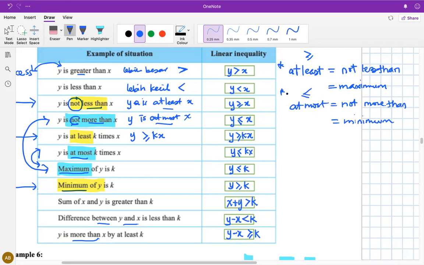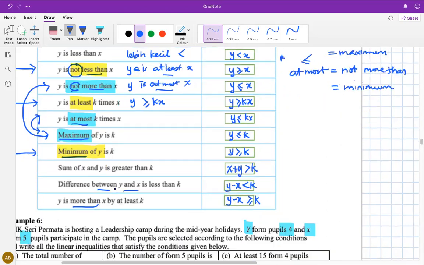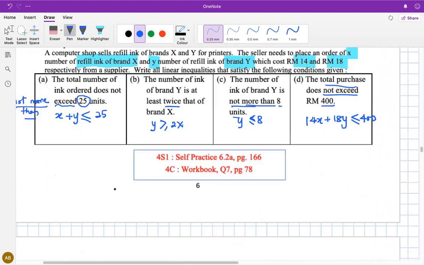At least is more than or equal, so not less than. Not less than means at least, more than or equal. And the maximum of something means it must be not more than. It can be the maximum or below. You need to know that.